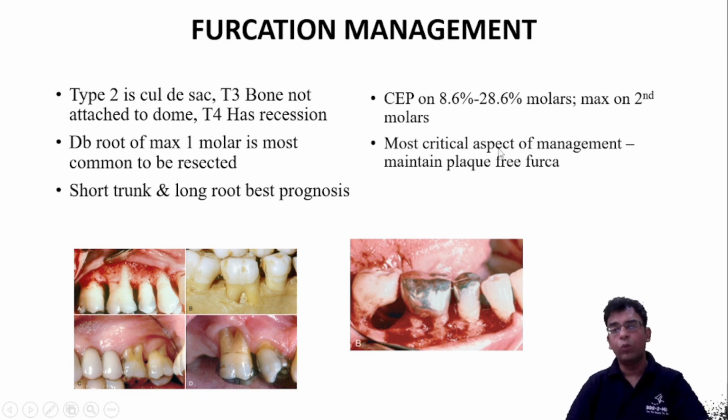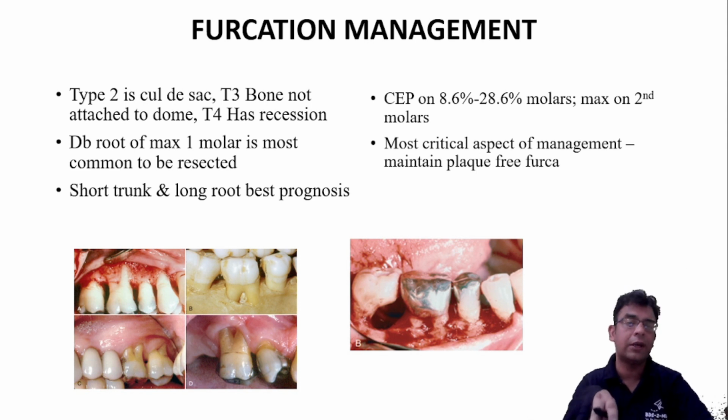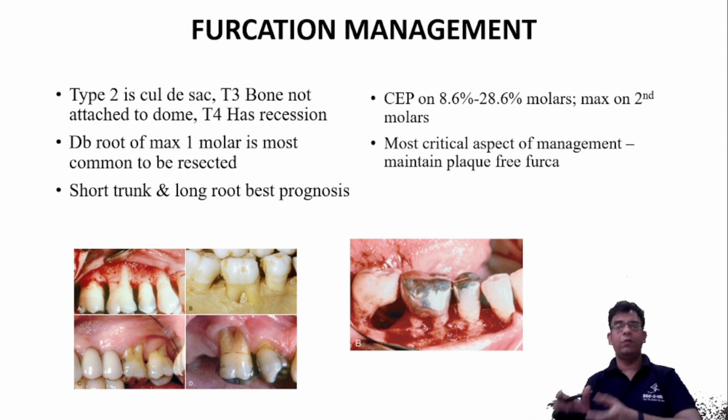And the most critical aspect of management is maintaining a plaque-free furcation, right? So furcation management and everything surrounding furcation is important. Do look for all those questions regarding Nabers probe and the images around furcation. They are important, and do not get confused when it comes to what is root resection and what is hemisection.